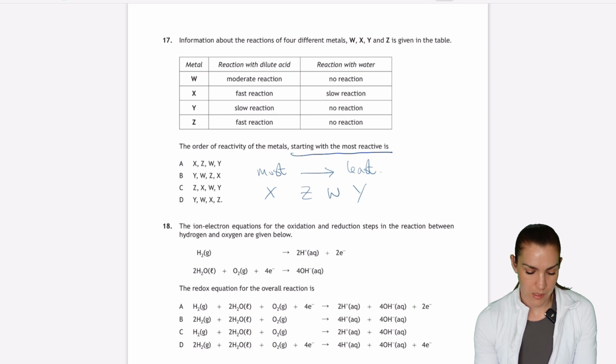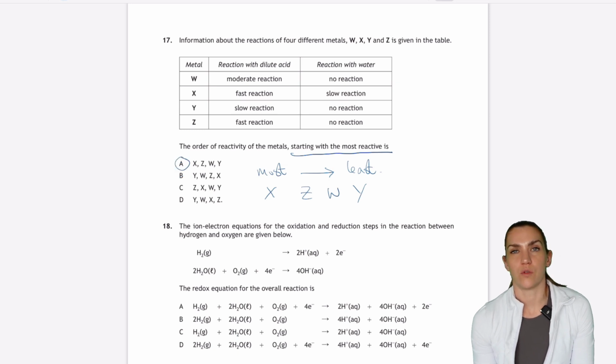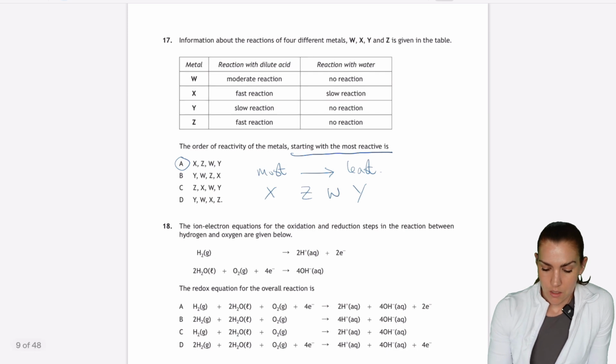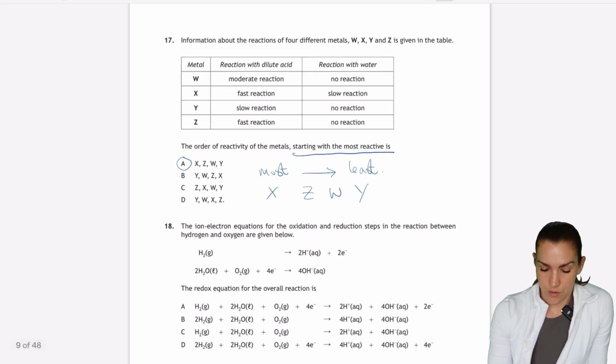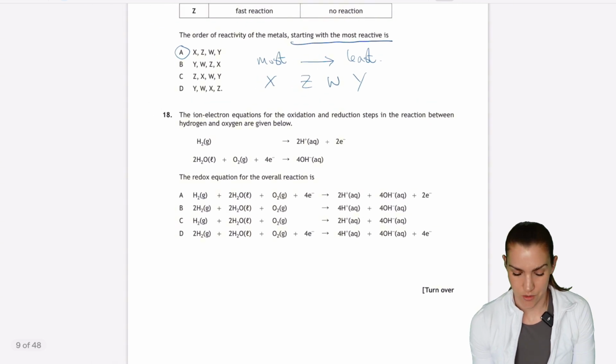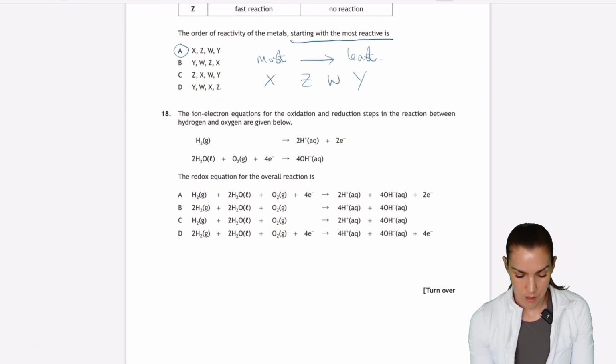Okay, so the biggest tip with this one is just make sure you know what order you're writing the reactivity in, if it's starting from least going to most, or starting with the most going to least. And make sure you write down the direction you're going in so you don't get confused.